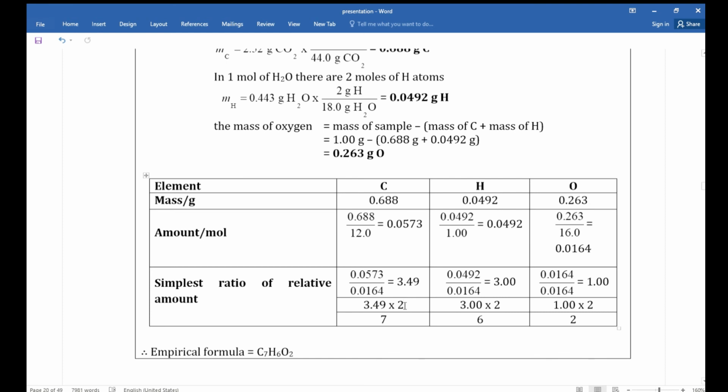Since the ratio is not a whole number, multiply with any number to get the whole number. Let's say carbon 3.49, times 2, so you get the whole number 7. For hydrogen, you got 3, also multiply with 2, and for oxygen, 1 multiplied by 2. Therefore, now the simplest ratio for carbon is 7, for hydrogen is 6, and for oxygen is 2. So the empirical formula for compound A is C7H6O2.